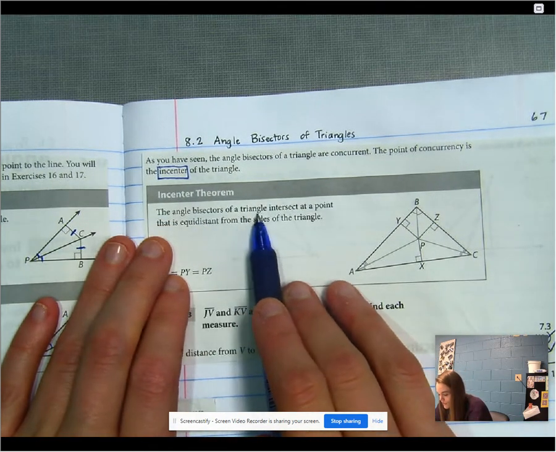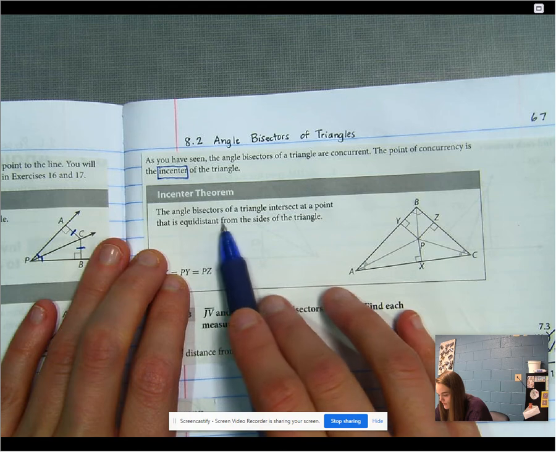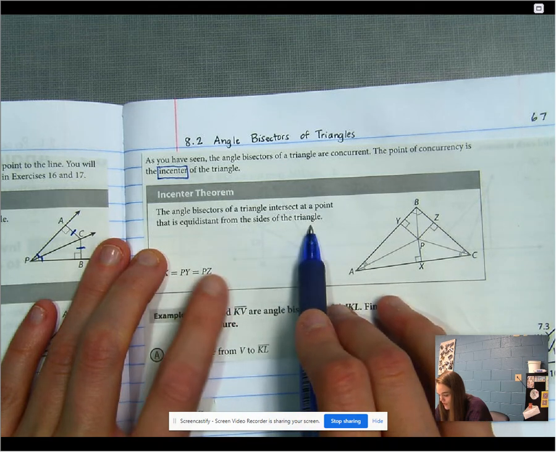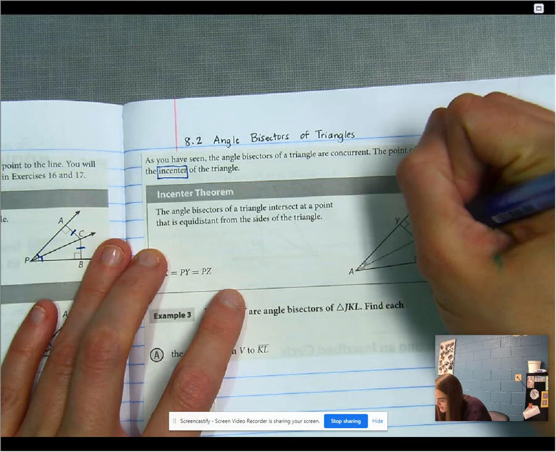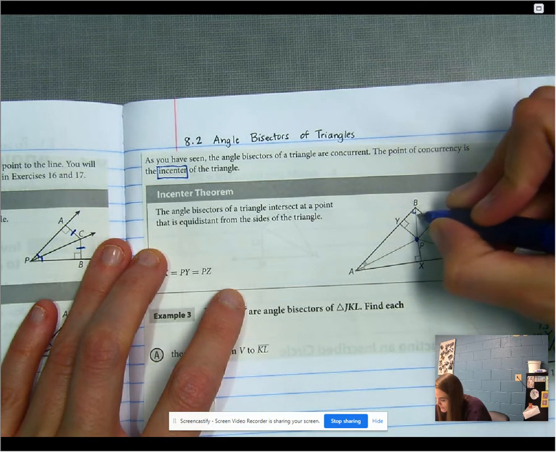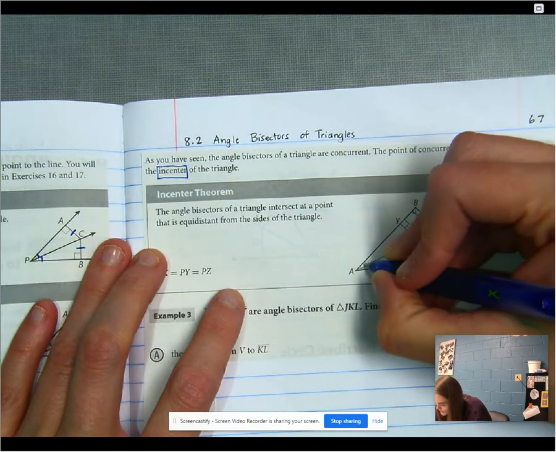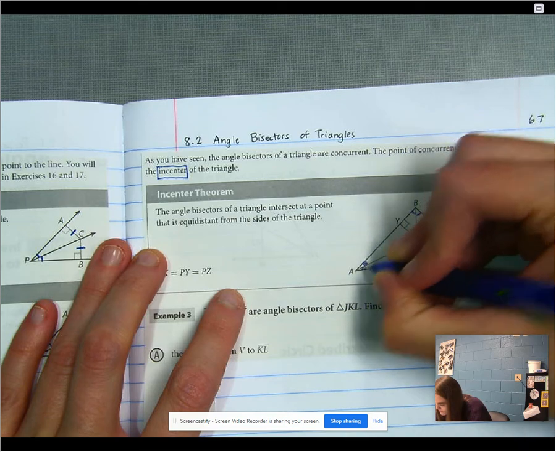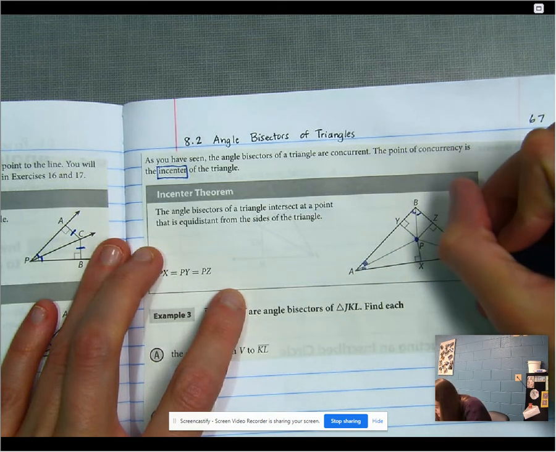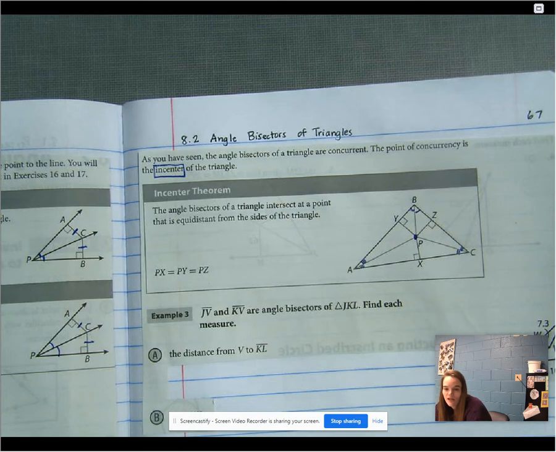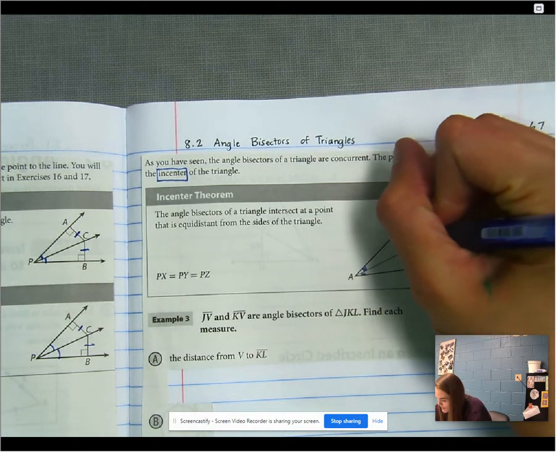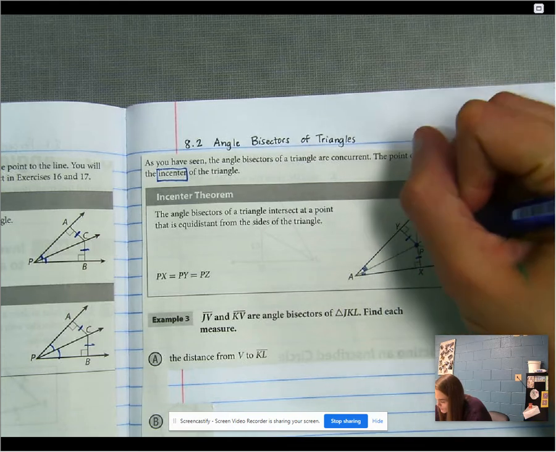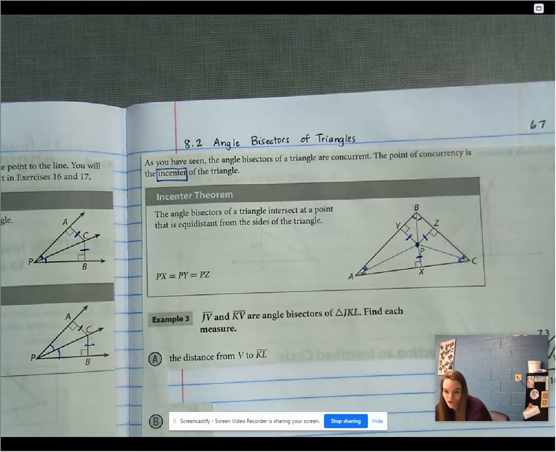The angle bisectors of a triangle intersect at a point that is equidistant from the sides of the triangle. The incenter, which is created by angle bisectors, so all of these are cut in half, has a point P that is equidistant from the sides. Not only is it equidistant, they have a right angle created, okay?